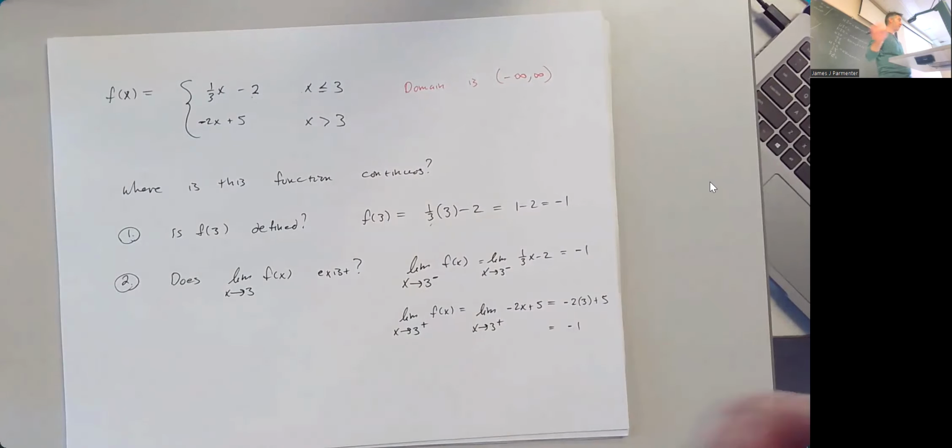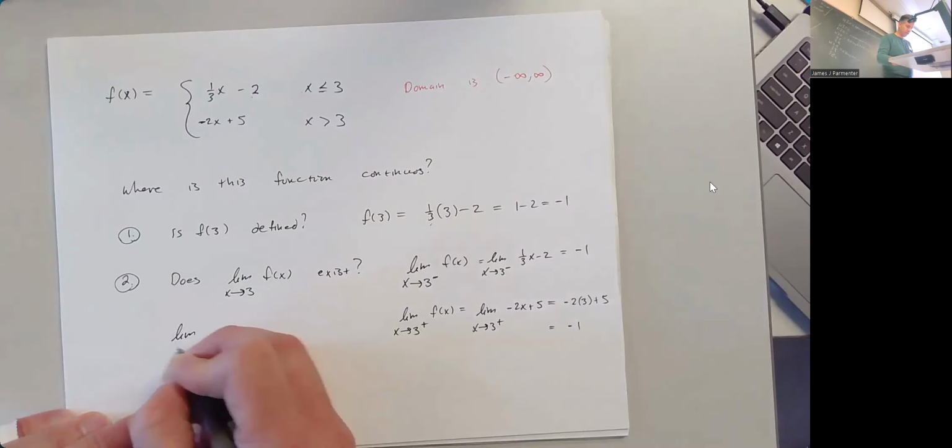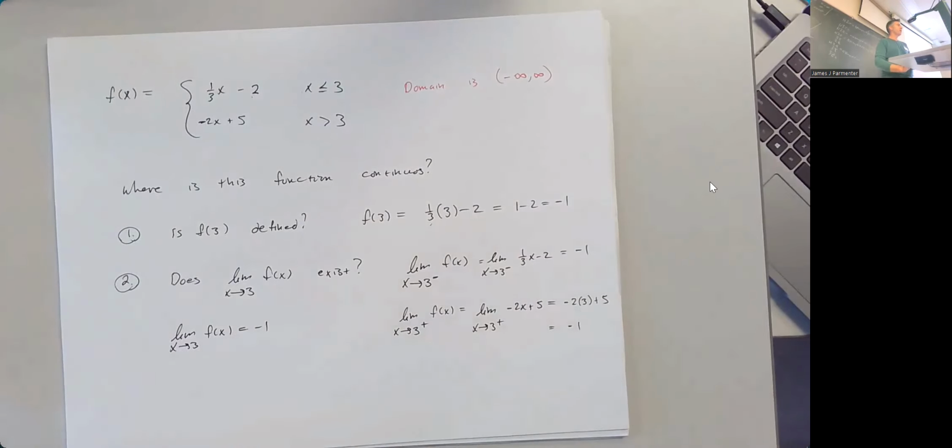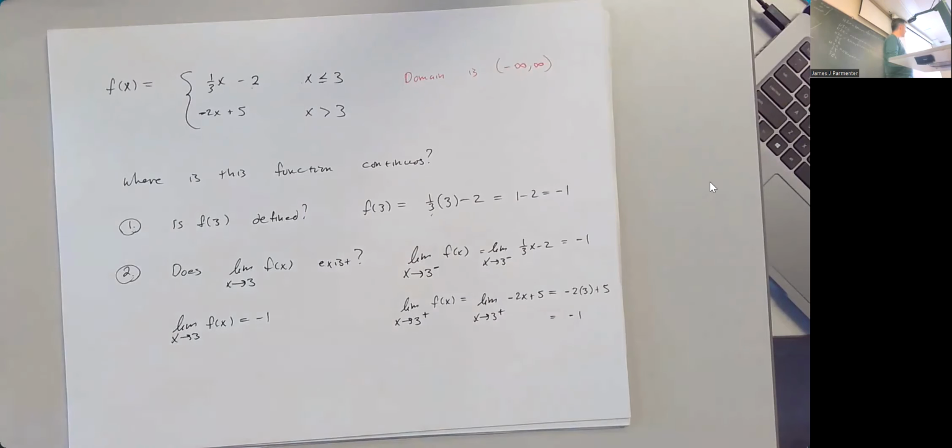So let me ask all of you, yay or nay? Thumbs up, thumbs down. Does the limit exist? It does. The limit as x approaches 3 of f of x is equal to -1. All right. So now for the final question, although it's not really a question at this point because you can see what the answer is.